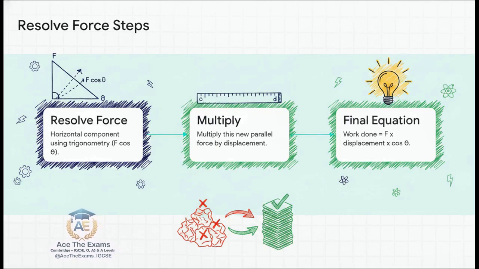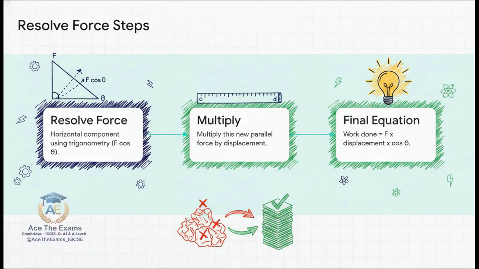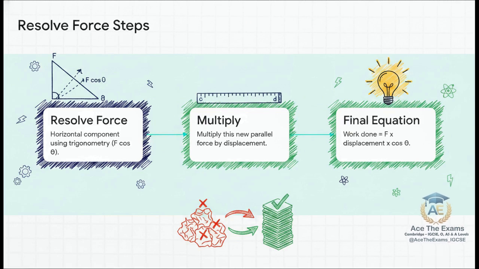Just follow these exact steps. First, resolve the force into a horizontal component using cosine, or F cos theta. Then, isolate that parallel component and multiply that specific horizontal force by your displacement. That gives you the final equation. Work done equals F times displacement times cos theta.